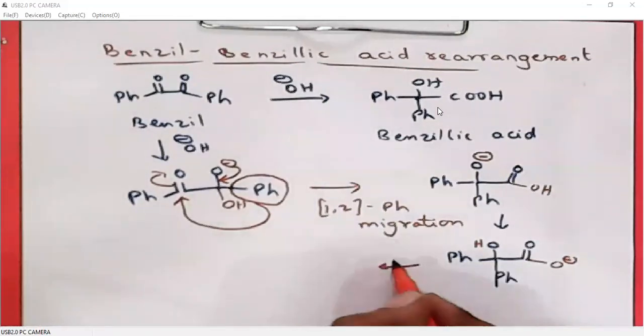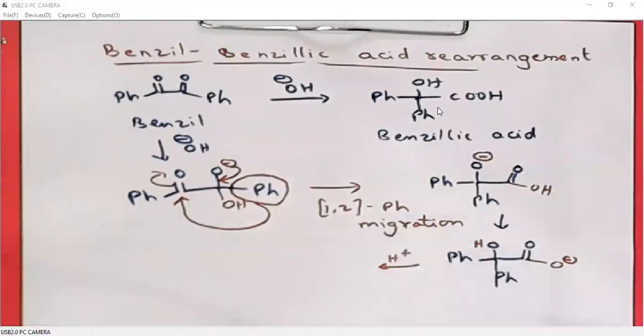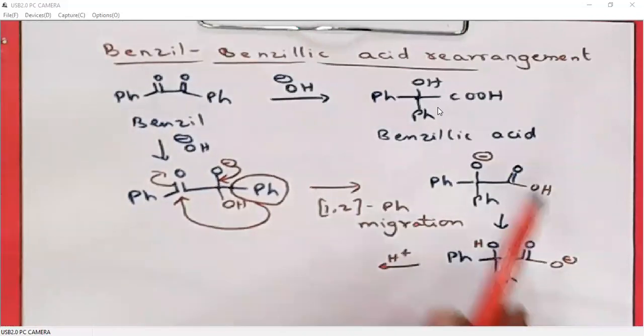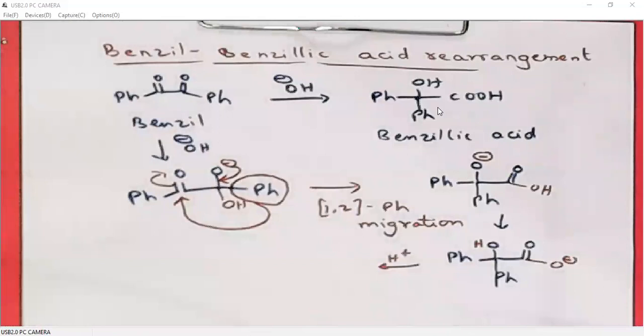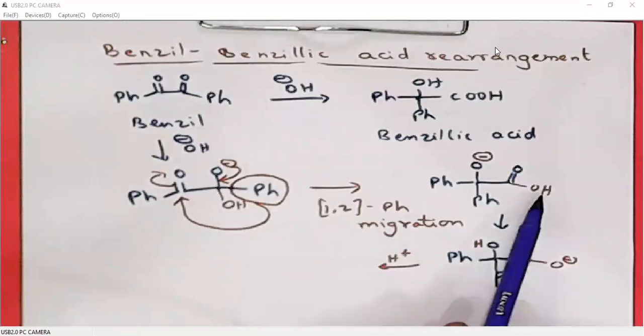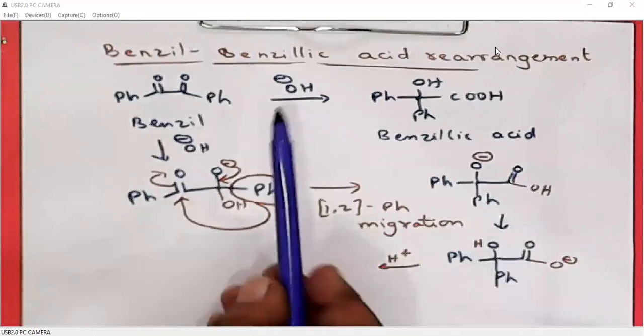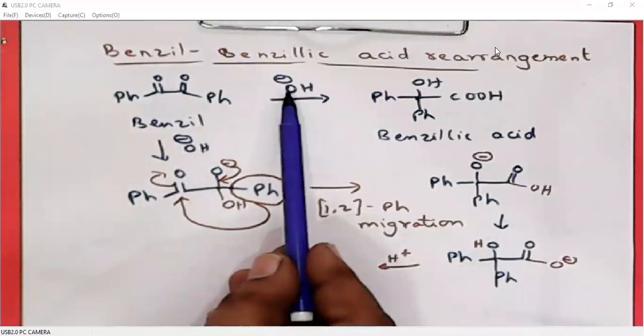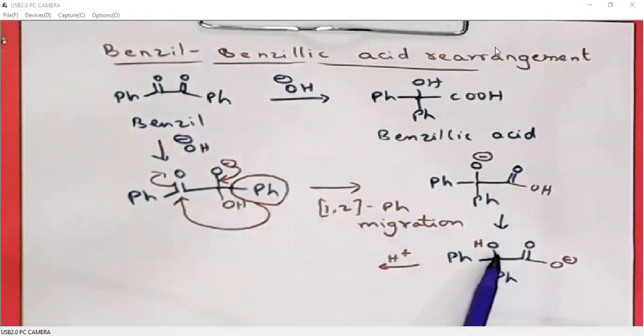Then finally at the end of the reaction, we will add some dilute acid or water so that the carboxylate ion becomes carboxylic acid. So this is what is called benzilic acid rearrangement. Please do remember the position of hydrogen here. The hydrogen which is from the base is finally ending at the OH. Okay, right.